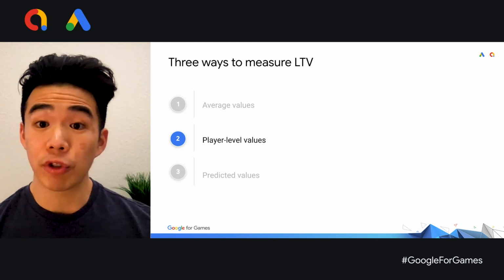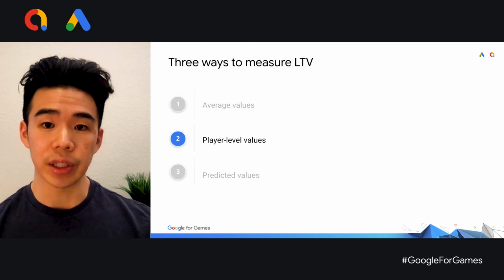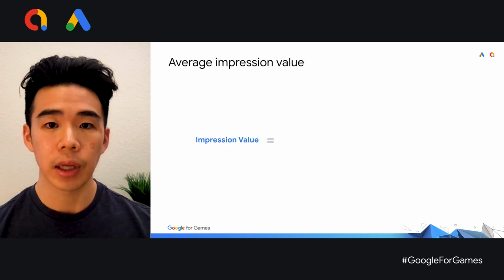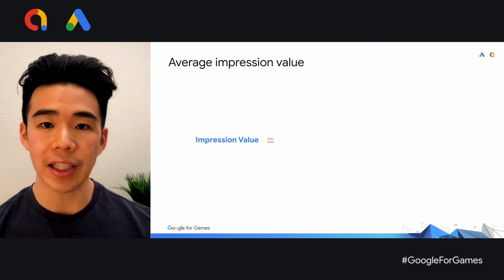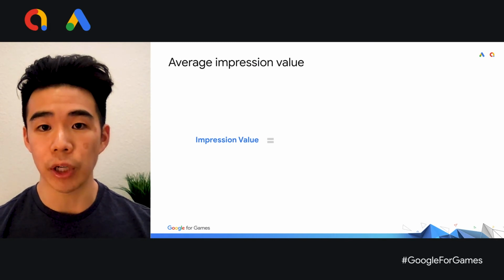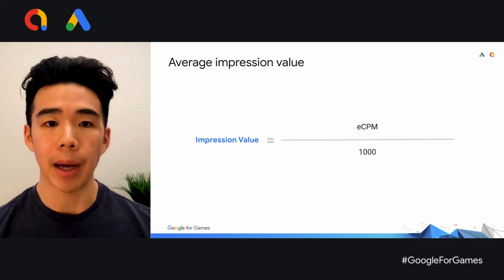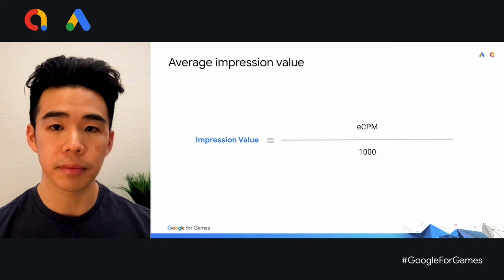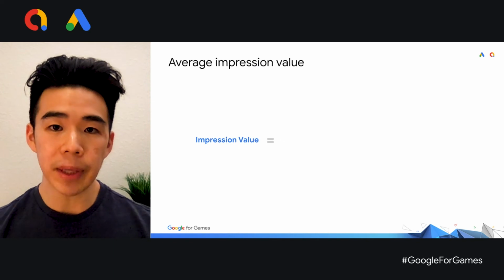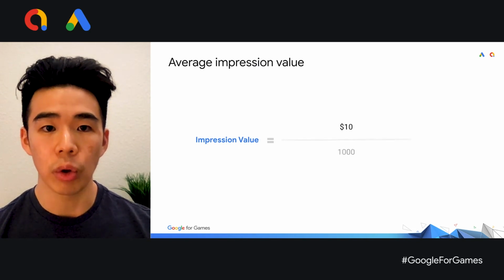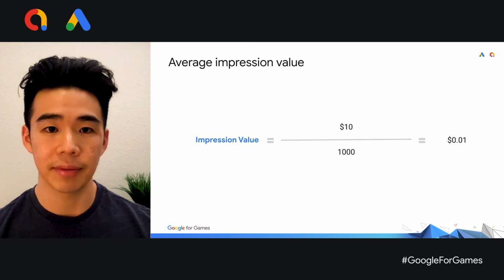Many developers have tried to improve on the accuracy of their LTV measurement by looking at individual players. To do this, we can start off by estimating the value of an individual impression. All you have to do is divide your eCPM by 1,000. If your eCPM was $10, for instance, that means that an individual impression would be worth 1 cent.